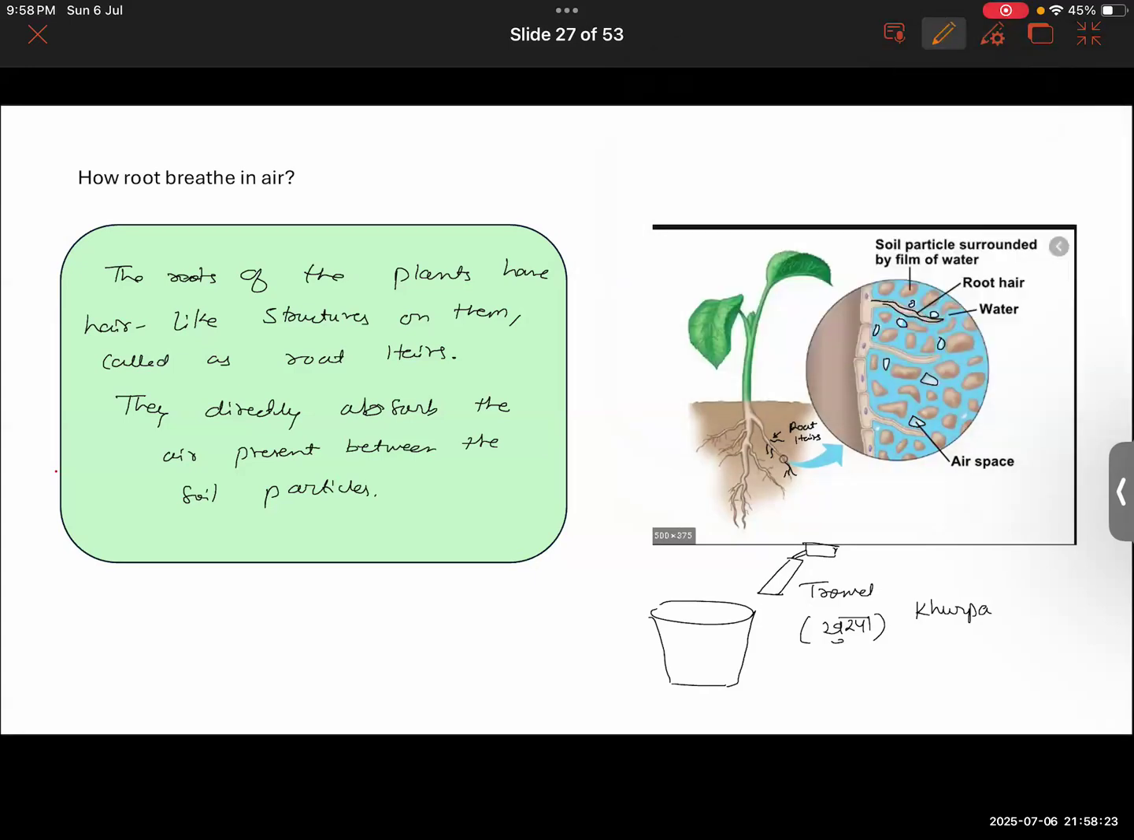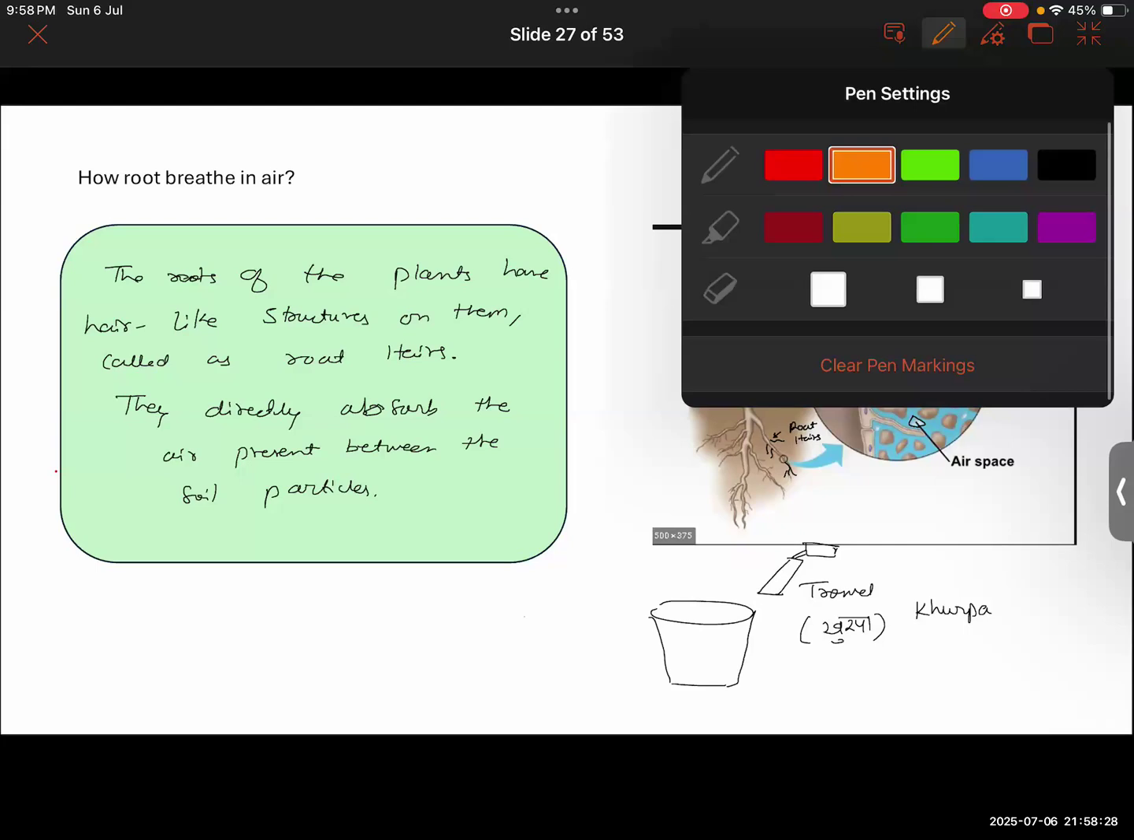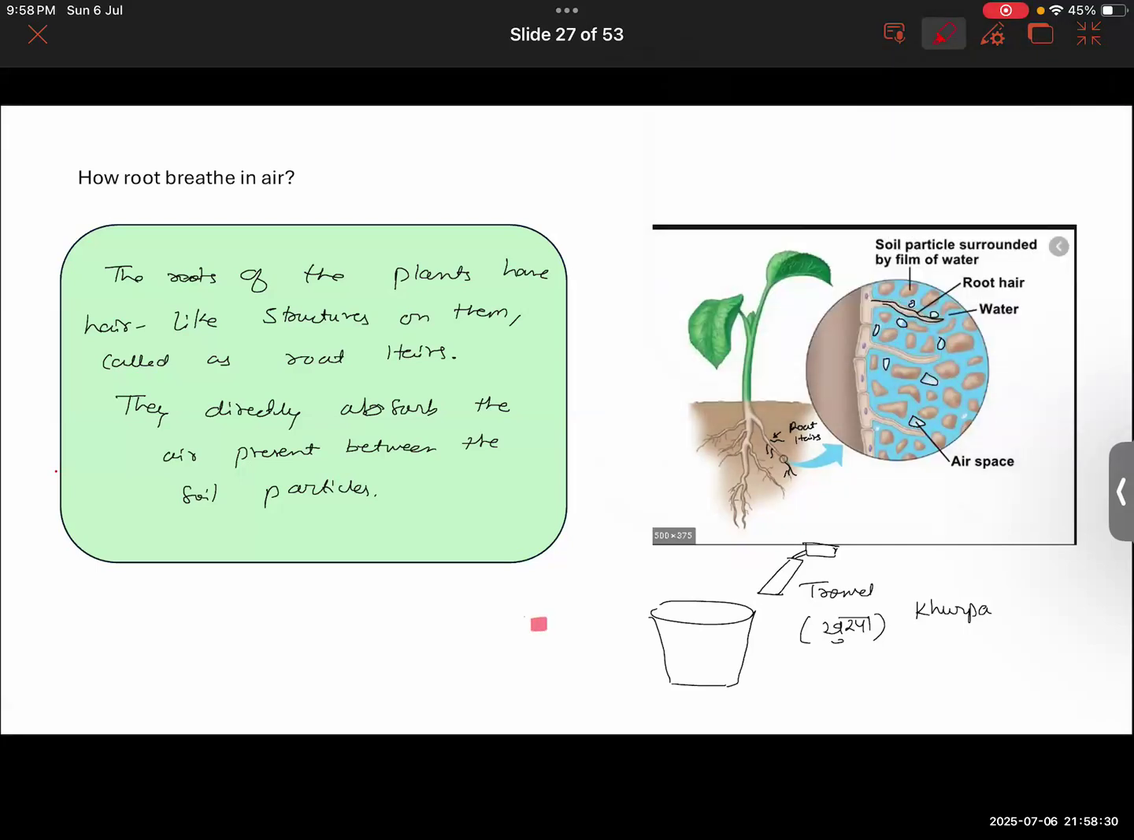Sometimes what will happen is the soil particles will be very compact. There will be no space between the soil particles. Because of this, the roots of the plant will suffocate and they might eventually die. Getting it, guys?